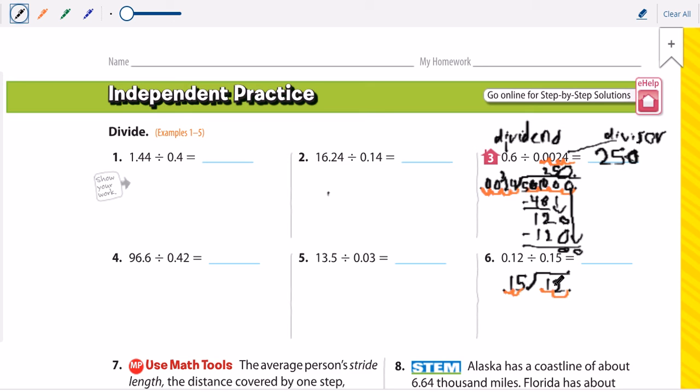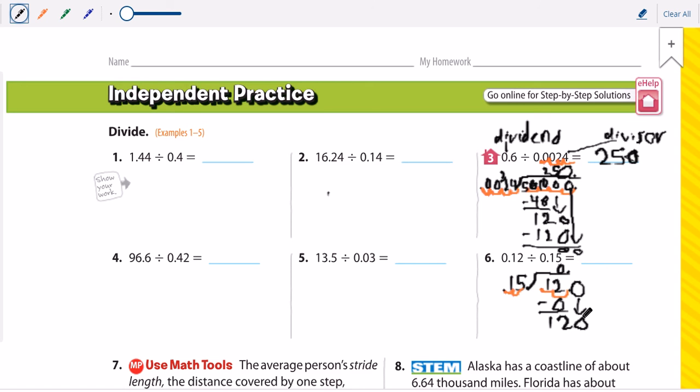So 15. All right, so 12 divided by 15. How many times is 15 going in 12? It goes in there 0 times, folks. 0 times 15 is 0. So this is using the standard algorithm. All right, 12 minus 0 is 12. Now what's my next step? Well, I have to annex this 0 and drop it down. Okay, once I drop it down.